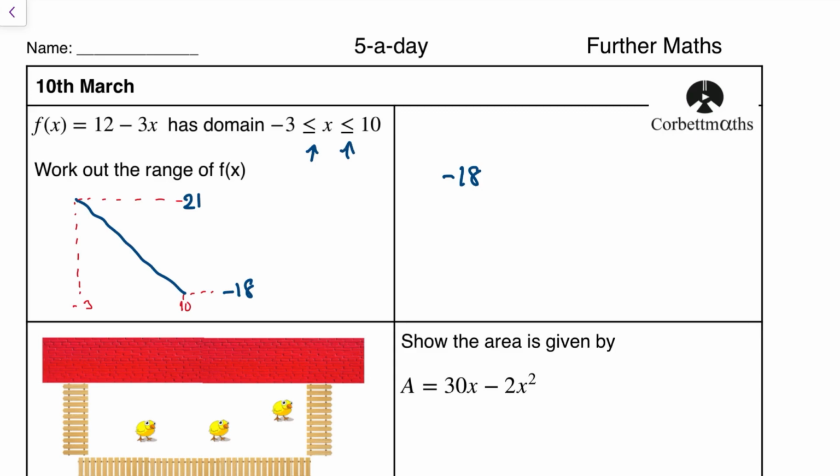Notably, these include the values, so therefore they're going to be inequalities that have the equal sign as well. It's going to include the 21. And I don't write x here because it's a range, so I'm going to write f of x. And that is the first question done. Next question.